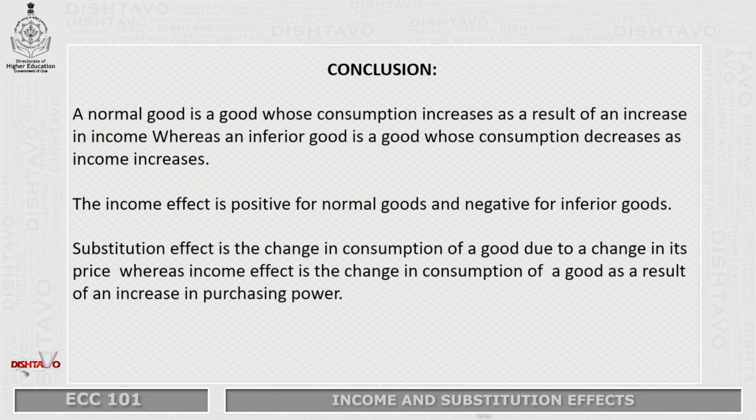So in conclusion, you have to know two things here: what are normal goods and what are inferior goods, and what is income effect and what is substitution effect. So a normal good is a good where, as your income increases, you buy more of that good, and an inferior good is just the opposite. So as your income increases, you buy less of that commodity. Now, income effect is positive for normal goods and it is negative for your inferior goods.